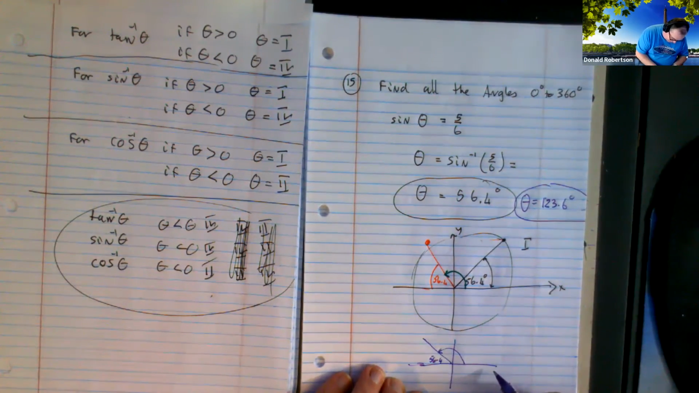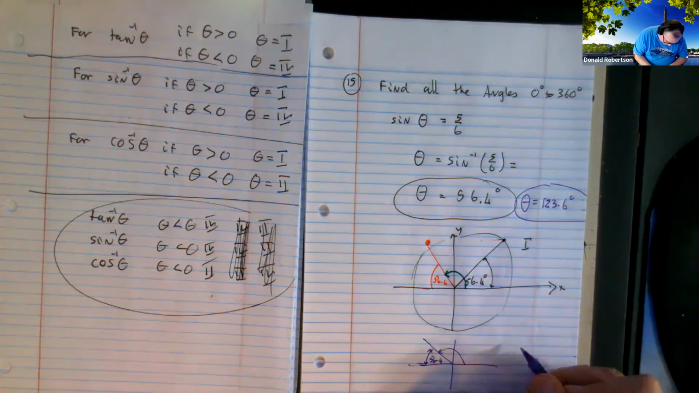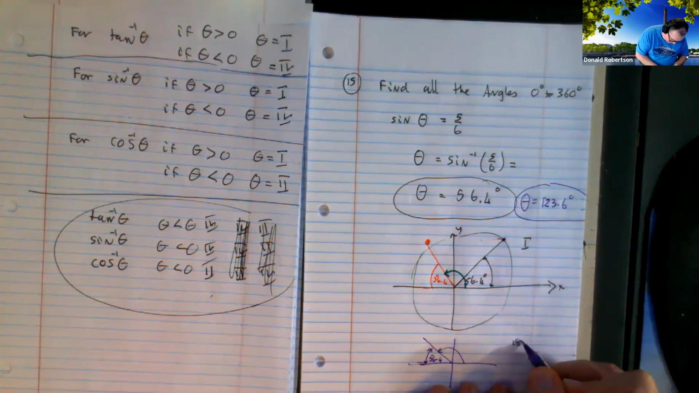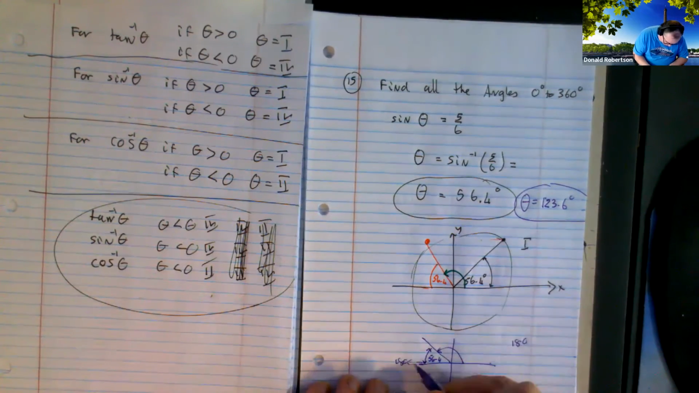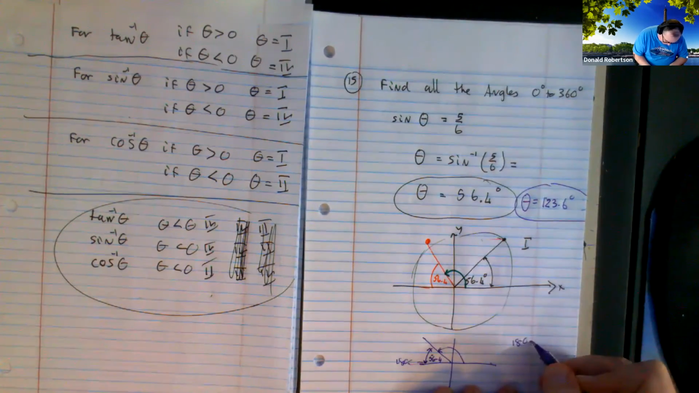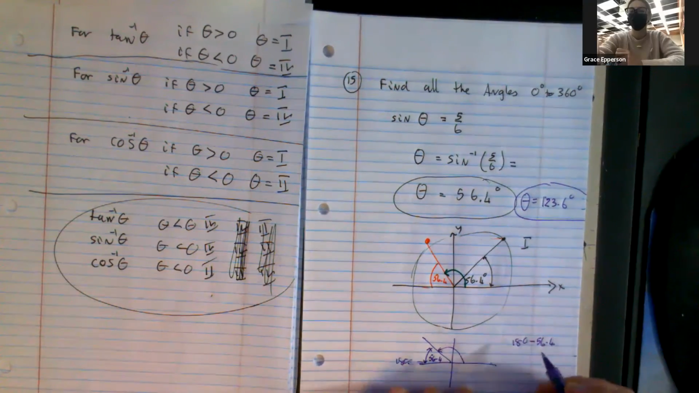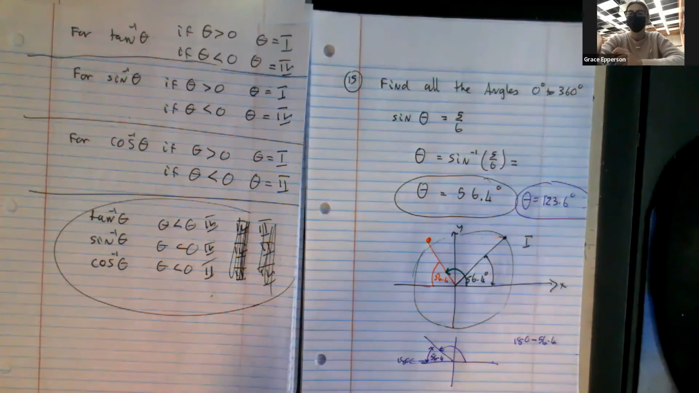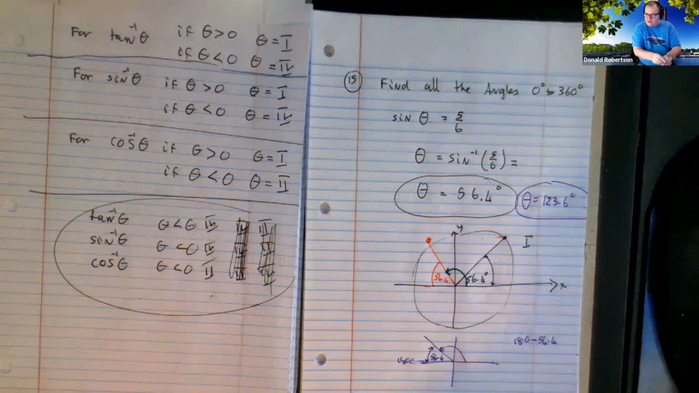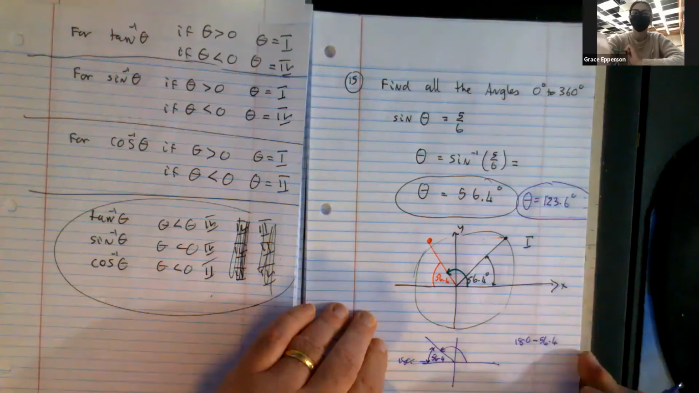So I know this piece is 56.4. 180 would be from there to there. So 180 take away 56.4 is the one I want. If you went all the way around, it's 180, and then you come back another 56, and that's the one you want. Oh, thank you. Right.